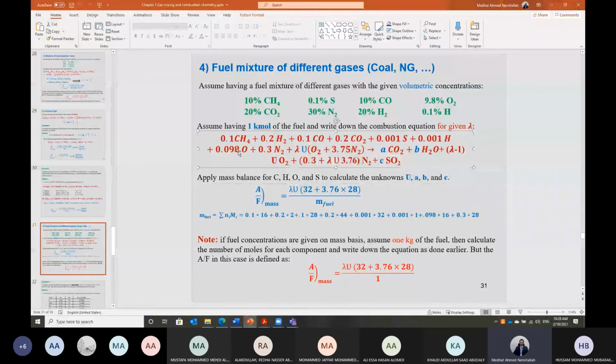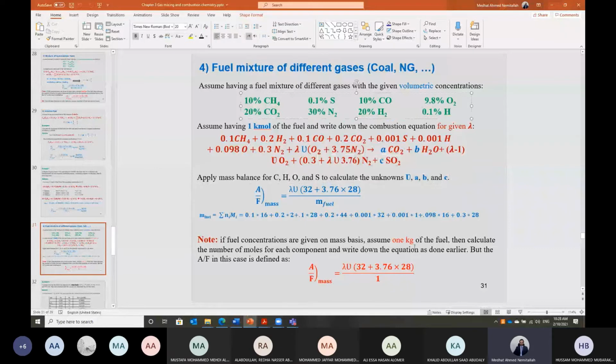We have 0.098 O, so it will be 0.098 multiplied by 16. So for all the fuel components, guys, we have to consider the number of moles multiplied by the molecular weight, then we can calculate the mass of the fuel.